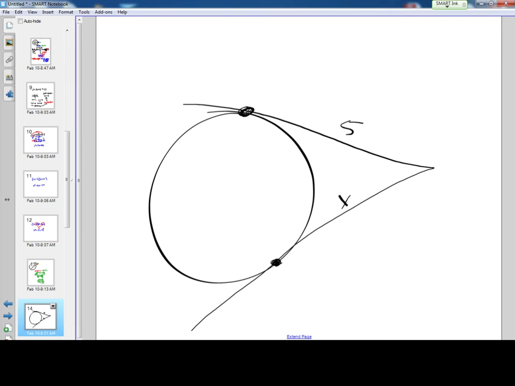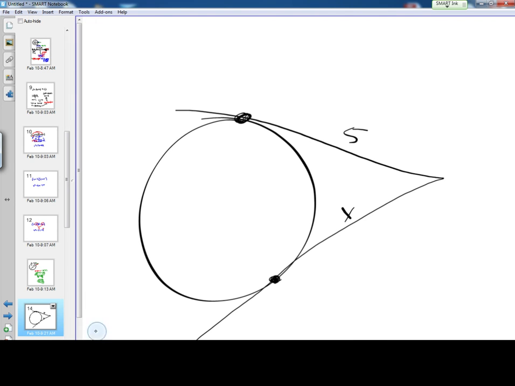How about when they're both on the outside, peeps? Find that one.